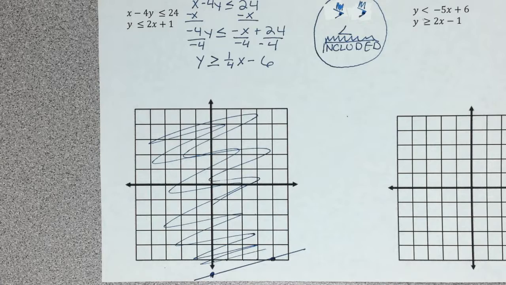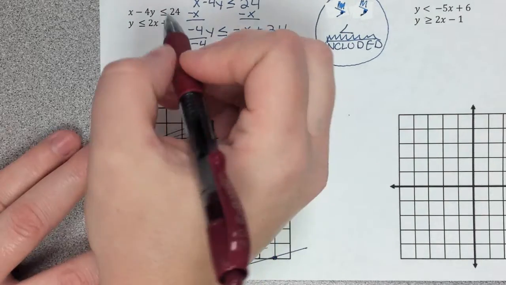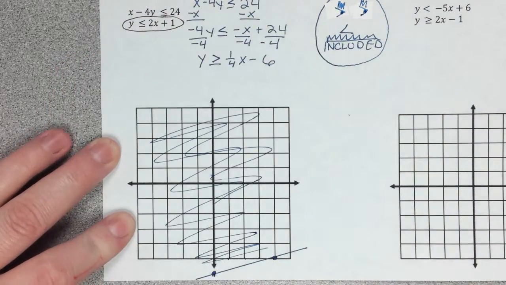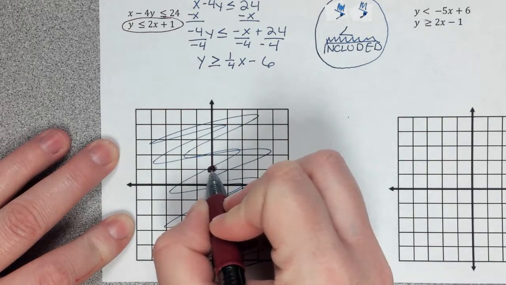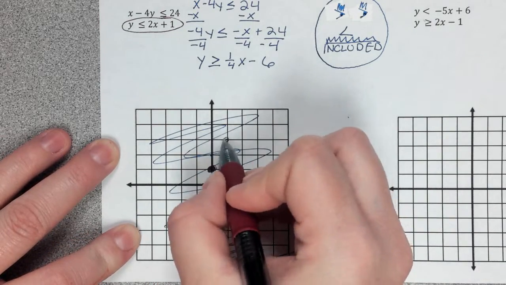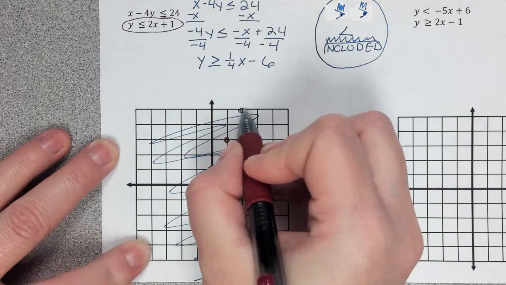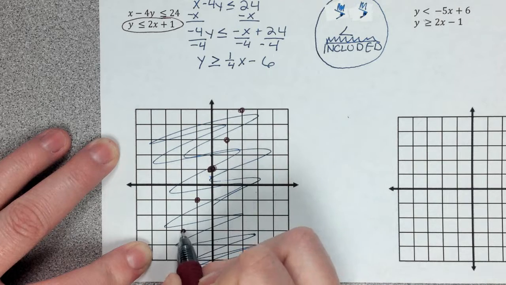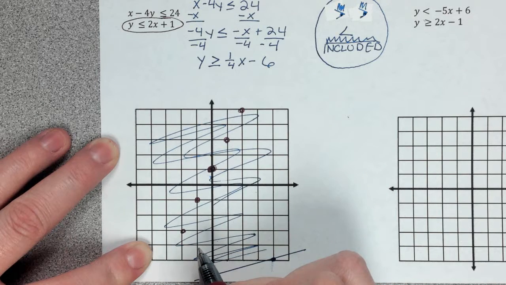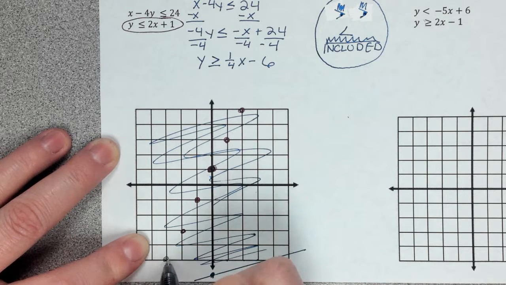Now my second line here, it's already ready to go. So I'm going to start at 1. My slope is up 2 over 1. Up 2 over 1. Down 2 over 1. Down 2 over 1.